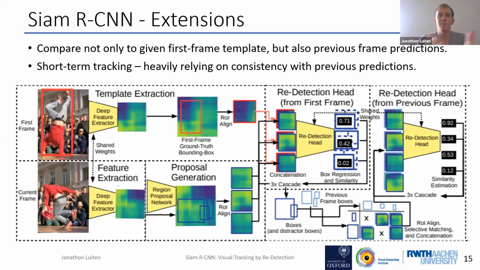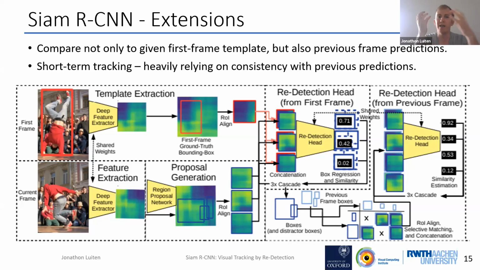So an extension to the simple method. Like I just said, instead of comparing just to that given first frame template, we can also compare to the predictions in the previous frame. In this way, we're able to find the object that it wants us to find, but we're able to use the fact that we found it in the previous frame to ensure temporal consistency.